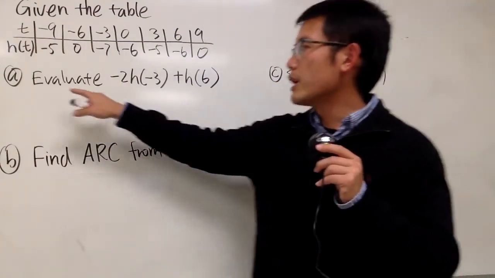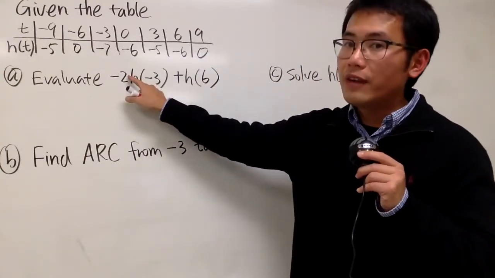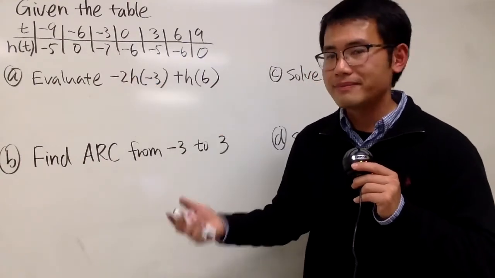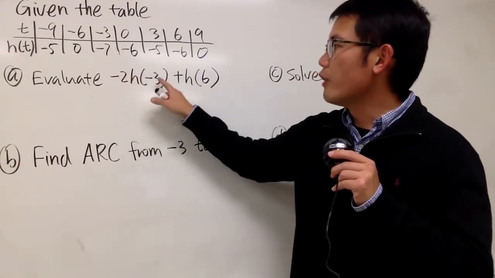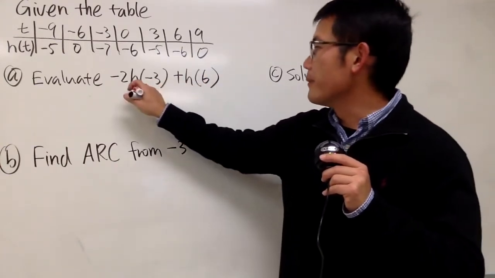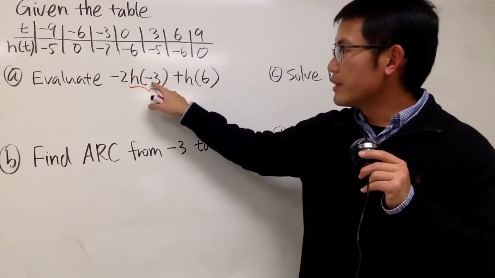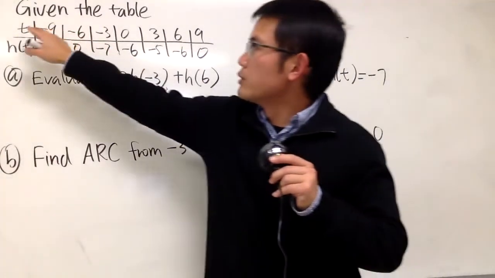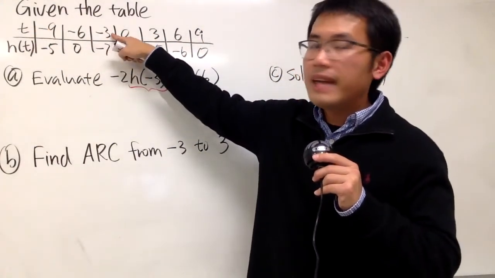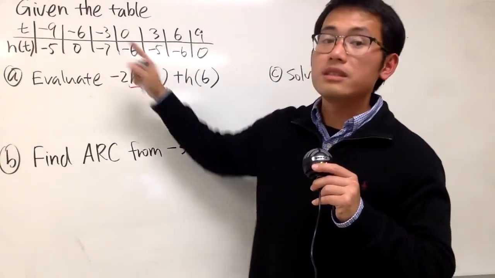For the first one, we are going to evaluate the following. We have negative 2 times, whenever there's nothing in between a number and a letter, this means we are going to multiply. So negative 2 times H of negative 3, and then we will add H of 6. Pay attention to H of negative 3 first. This is telling us that the input is negative 3. So I will just look and see that we have negative 3 right here for the input, and the output is negative 7. So that means H of negative 3 is negative 7.